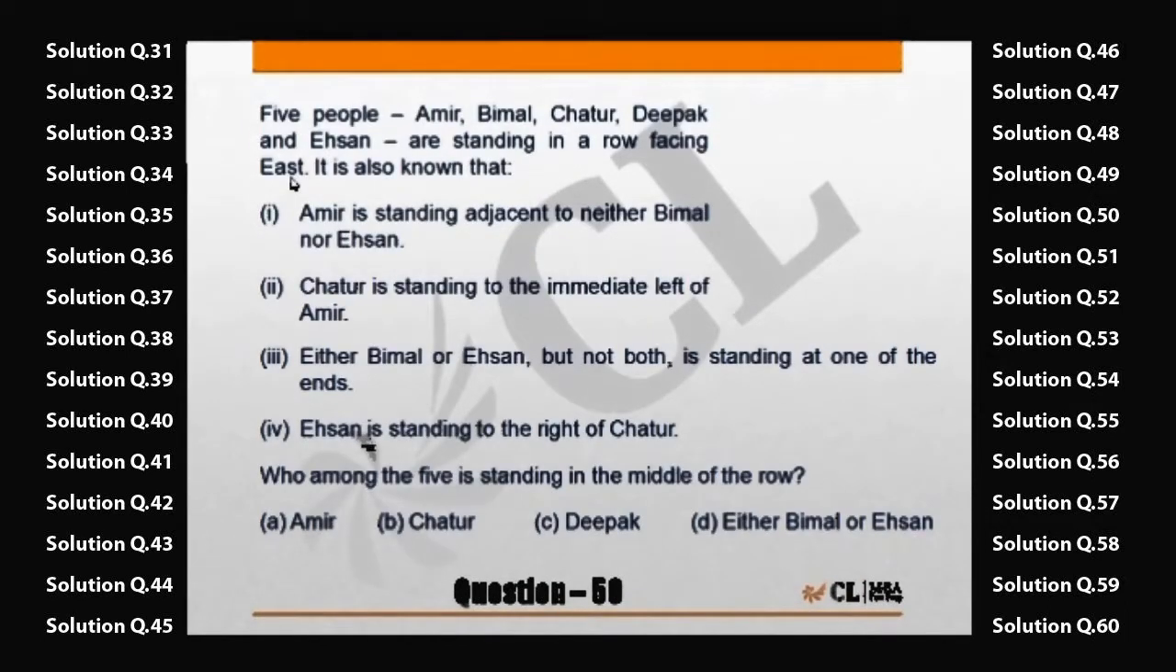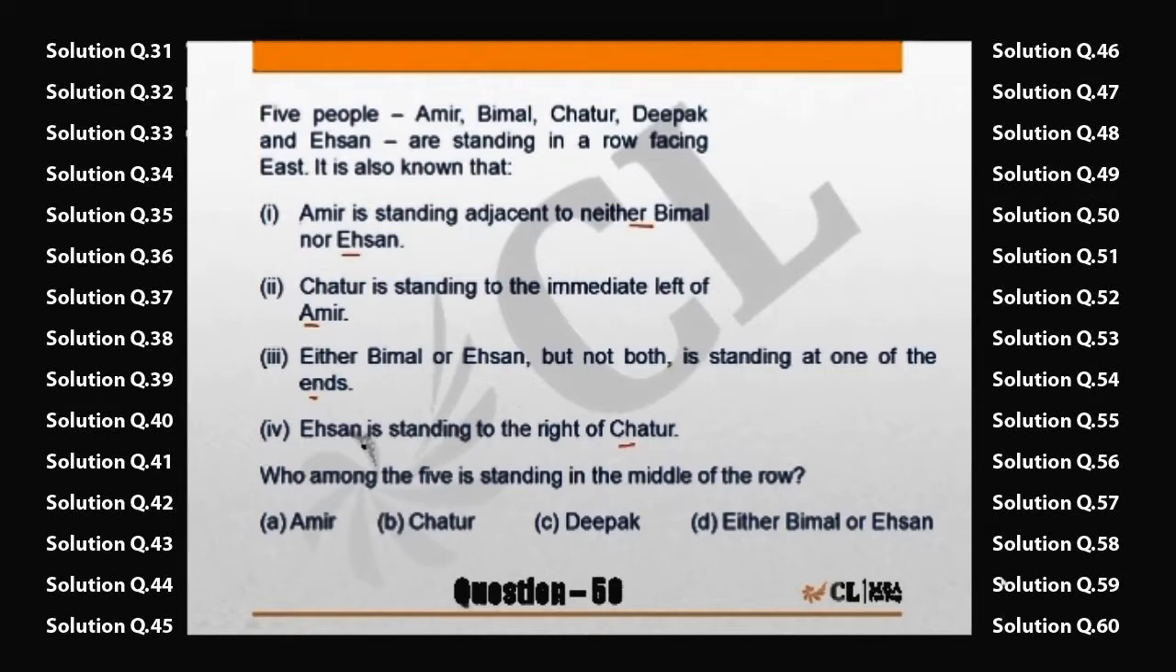5 people A, B, C, D, E are standing in a row facing east. Okay. It is known that Amir is standing adjacent to neither Bimal nor Ehsan, neither B nor E. C is standing to the immediate left of A. Either B or E, but not both, is standing at one of the ends. E is standing to the right of C. Who is standing in the middle of the row?